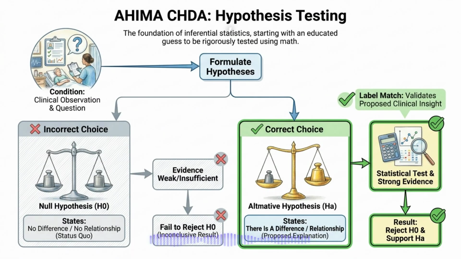Whenever you run a statistical test, you always start with a null hypothesis, which essentially states that there is absolutely no difference or no relationship between the things you are studying. Your primary goal as an analyst is usually to gather enough mathematical evidence to confidently reject this boring null hypothesis in favor of an alternative hypothesis.